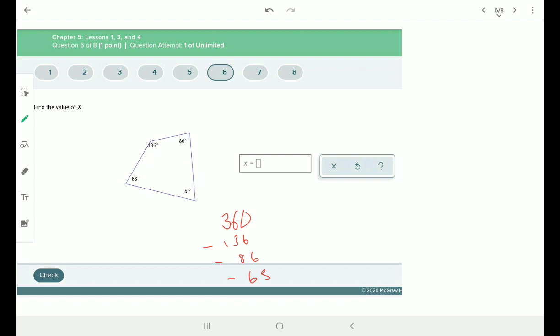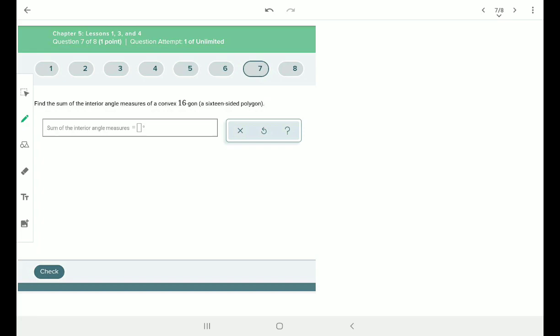Now, with 7 and 8, those are definitely two of the trickier problems on this assignment. Okay, number 7, you have to find the sum of the interior angle measures of a convex 16-sided polygon. Okay, so there are 16 sides here. Remember that the formula we need to know is that the sum of all the angles has to equal the number of sides minus 2, times 180. Right? So we're just going to plug in what we know. So we would do 16 minus 2 times 180, and that will give us our angle measures.